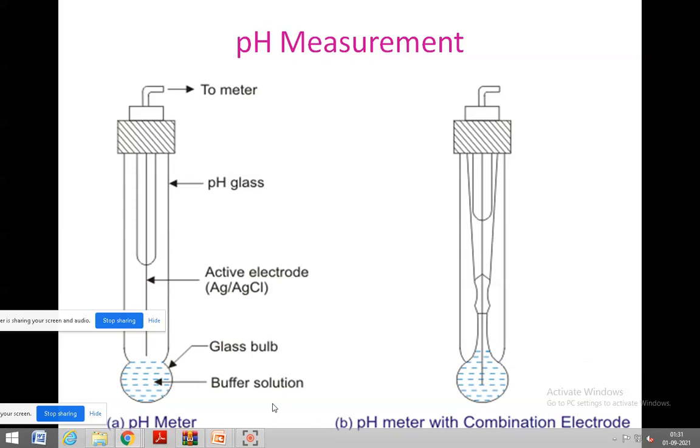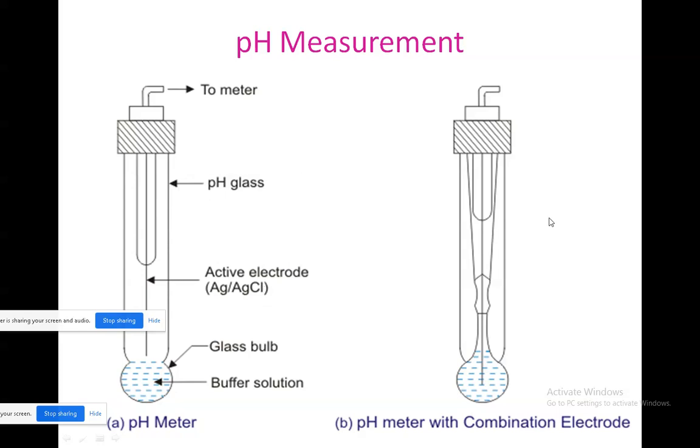So this is a pH meter with a combination electrode. Here you will have a bulb with the buffered solution. This round, bulged shape is the glass bulb with the buffered solution. Here, this central thin line is called the active electrode. The active electrode is made up of silver and silver chloride. The entire setup is covered by a pH glass.